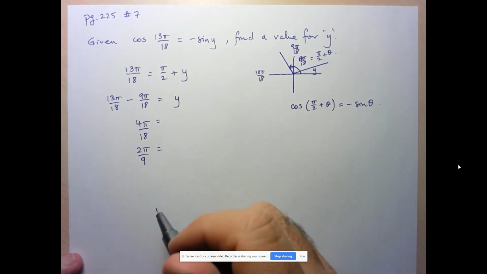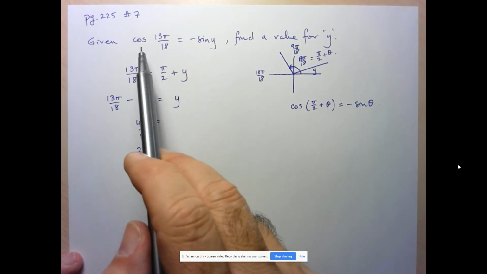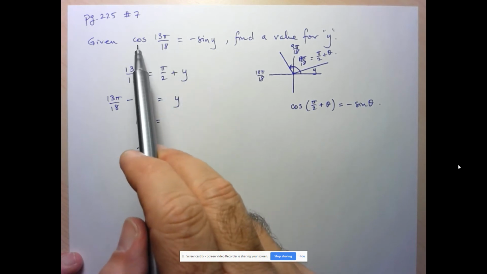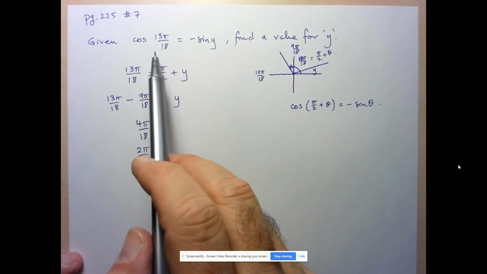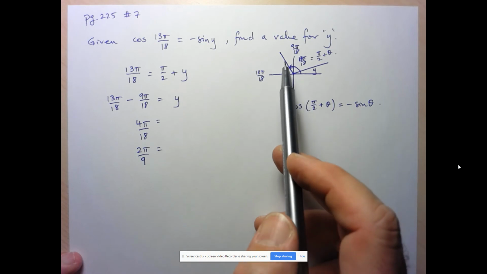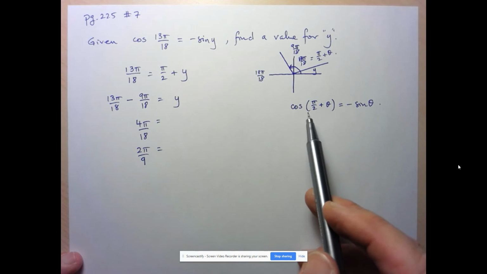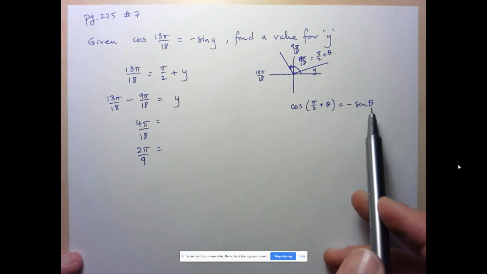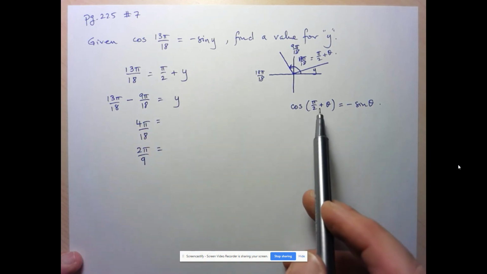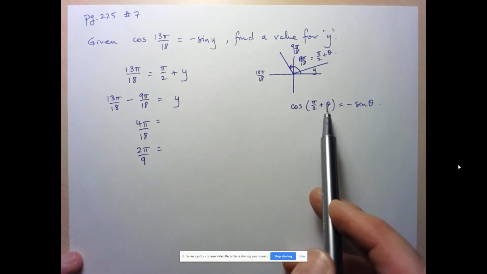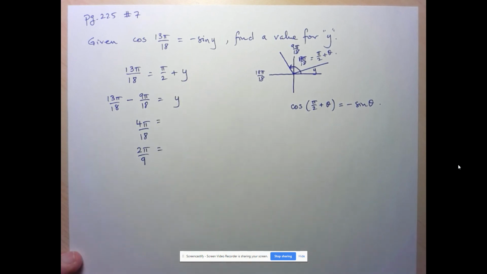Okay, so just to recap here, step number 1 is to realize that you're going to be working with a correlated angle identity because you have a cosine value equaling the negative of a sine value. Number 2, by noticing that 13 pi over 18 was in the second quadrant, it made sense to work with this related angle identity here. So my y became my theta, and so 13 pi over 18 needed to be pi over 2 plus this theta, which of course was my y value. And then from there, I was just able to solve. All right, that's it for this one.